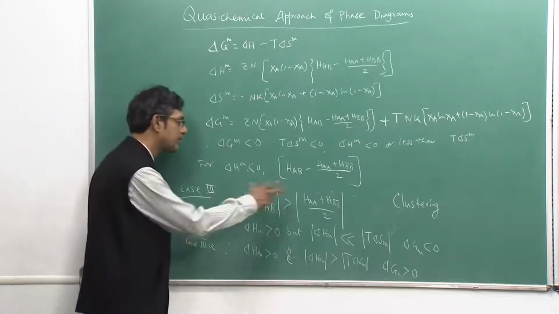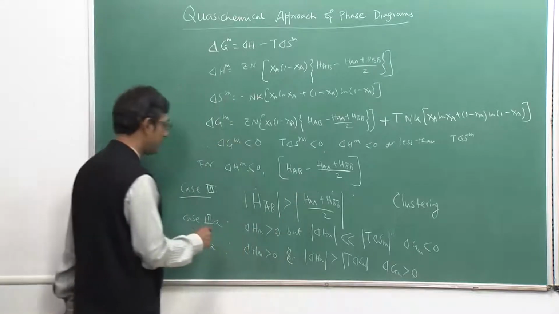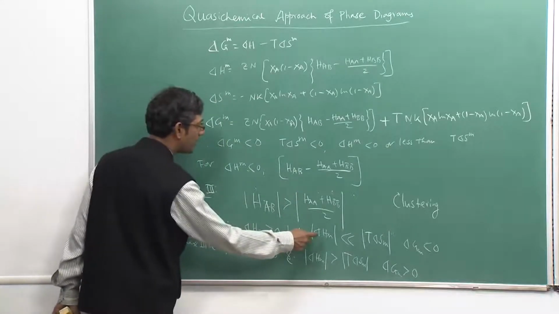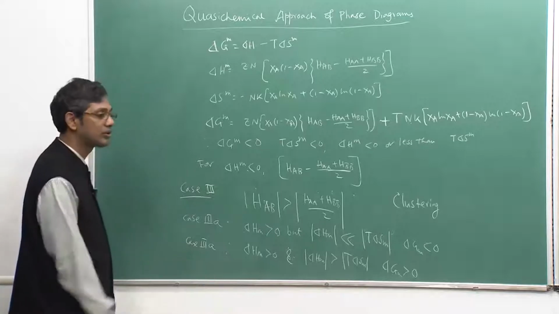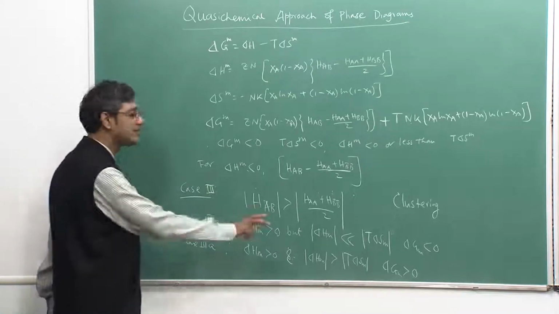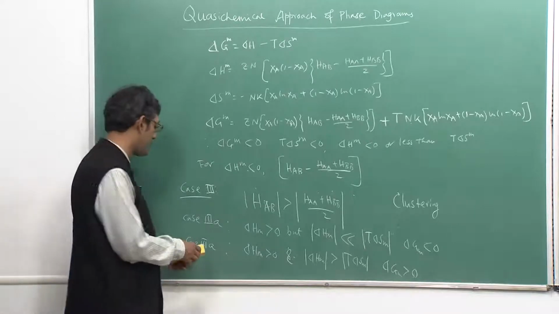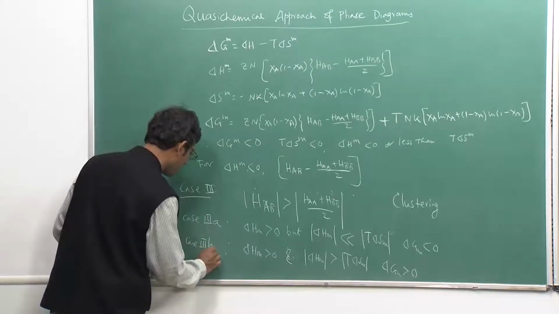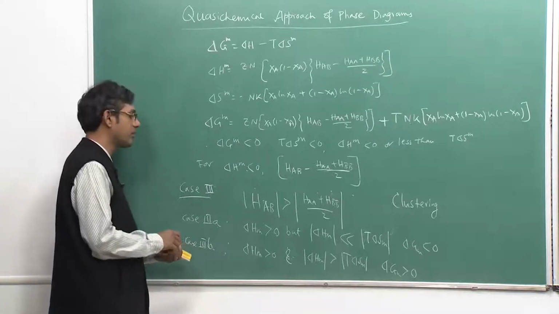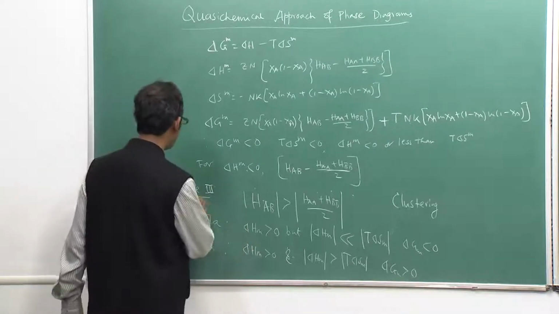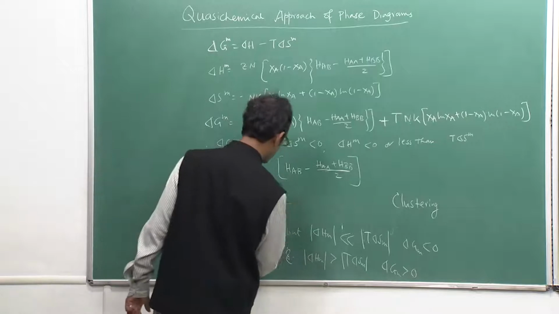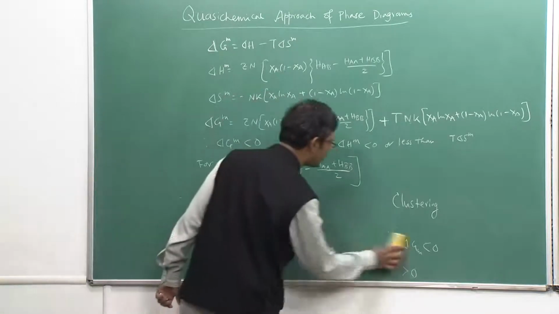And although this clustering or segregation will happen, depending on the absolute magnitude of delta Hm and T delta Sm, these two situations will be possible. So case 3a need not be discussed because it is similar to the last case. Case 3b is what we need to discuss. Okay, so I will remove all this stuff, and case 3b is what I am going to discuss in detail.